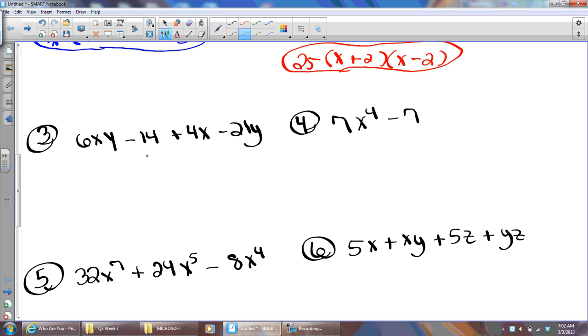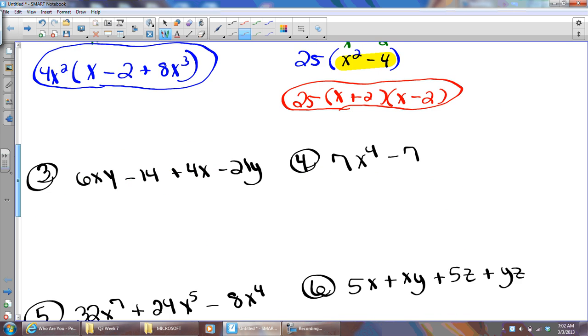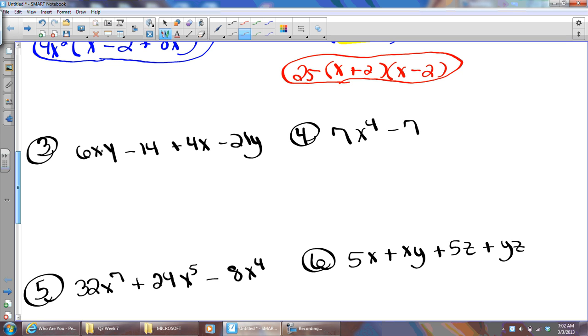All right, number 3, there's 4 terms. So I'm going to go to grouping. Now, you're not going to find a GCF amongst all 4 terms, and that's how I know to go to grouping right away. Now remember, grouping is just GCF in disguise. We're going to GCF 3 times.